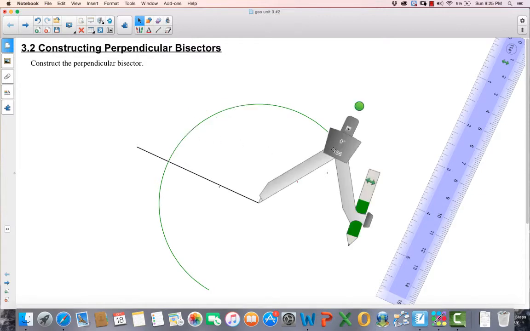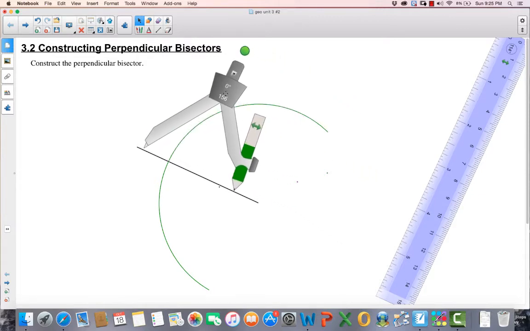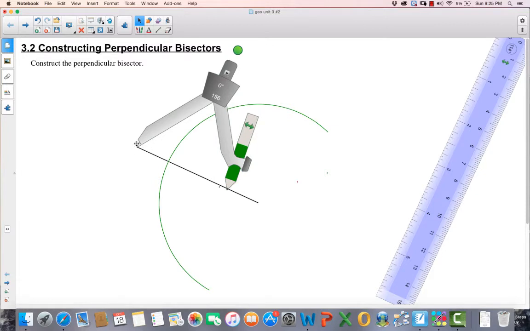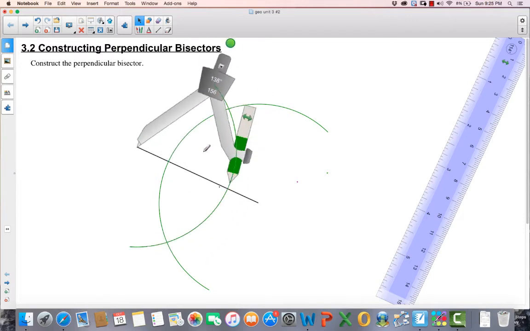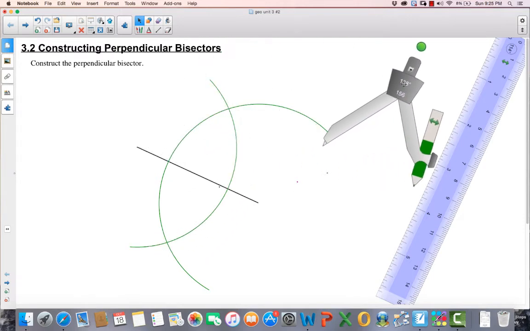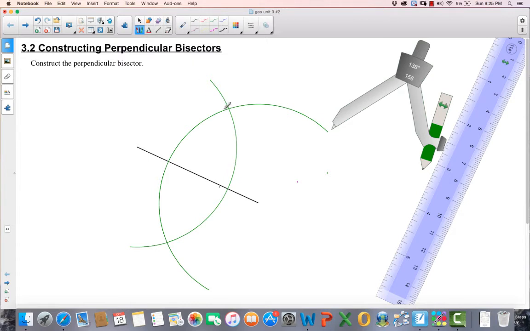Okay, now we're going to take our compass and flip it around and put the pointy end on the other side, on this other endpoint, and then swing an arc on both sides. What you'll notice is that we have these two intersection points, okay, right here and right here.